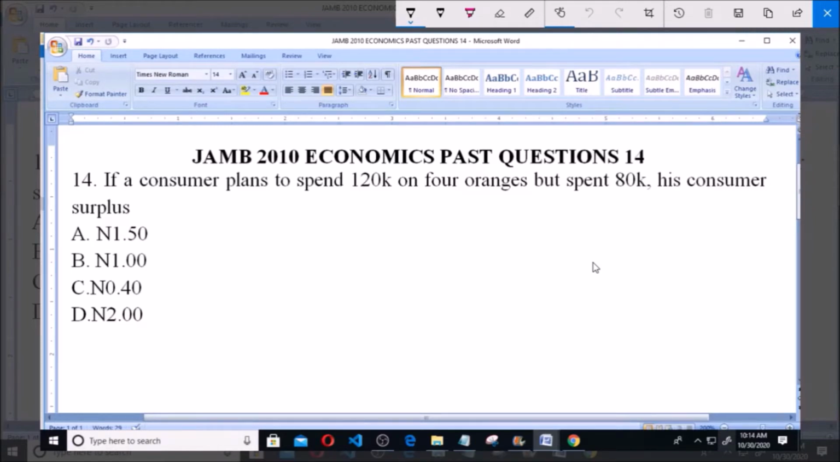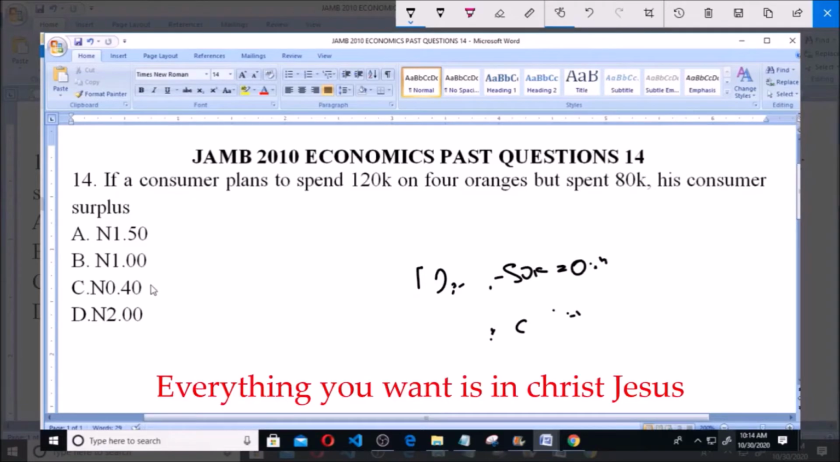Consumer surplus is the difference between the amount a consumer budgeted to pay for a particular commodity, based on his expected level of satisfaction, and the actual amount he paid to have the commodity. So our consumer surplus will be 120 minus 80 kobo, which is equal to 40 kobo. Therefore our correct option is option C.